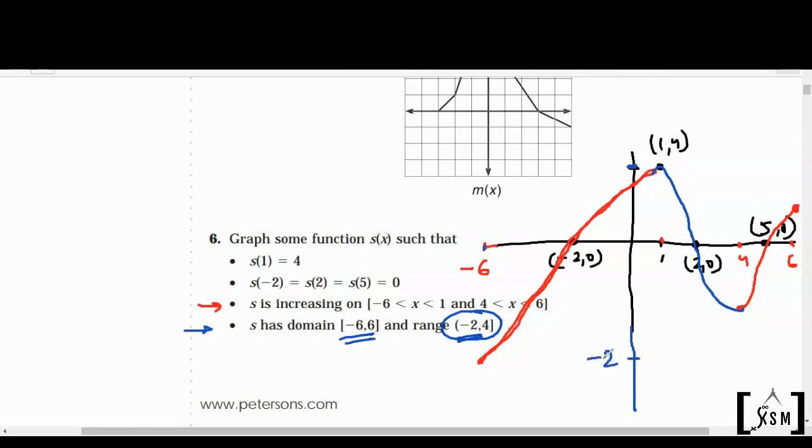Because this was the lowest value, the range is the smallest value of y is minus 2 and the highest value of y is 4. So that is my range. Under this condition, this is how the graph looks like with all these specifications.